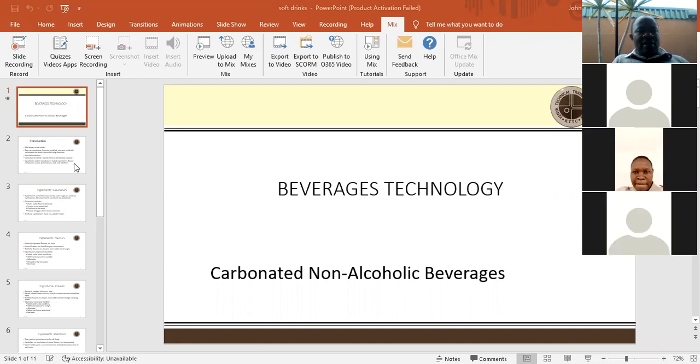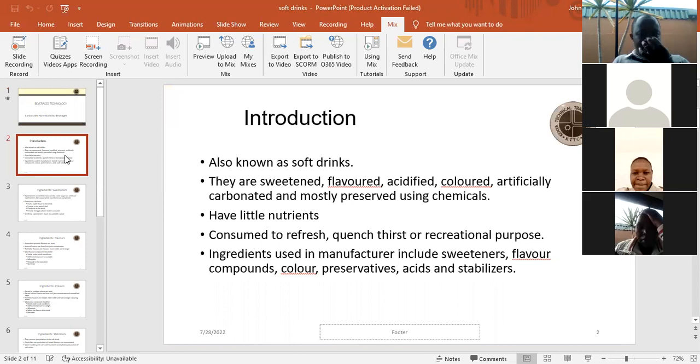What we expect to cover in our lesson will be the introduction of what carbonated non-alcoholic beverages are, so we do a little bit of description. Then we also have the function of the ingredients that are used for soft drinks. Then we also do some explanation on the manufacturing process of the soft drinks. So that will be our lesson.